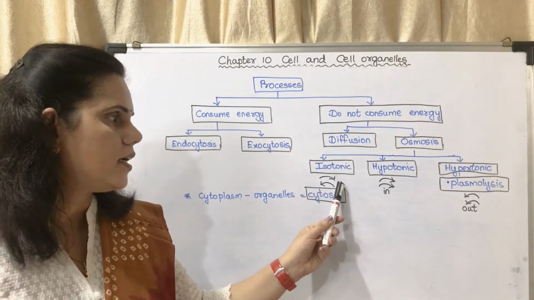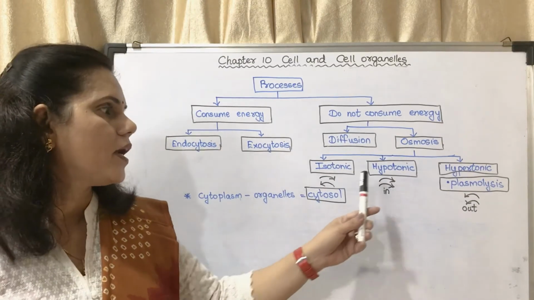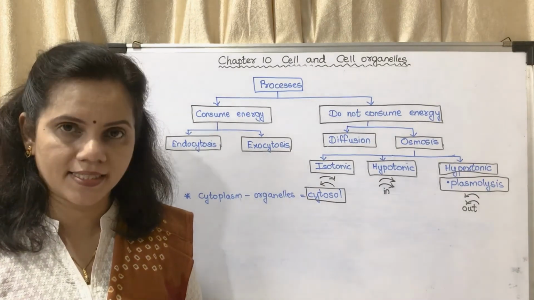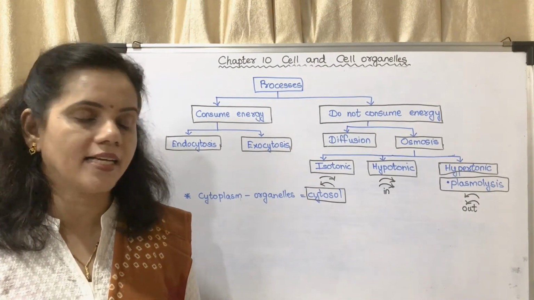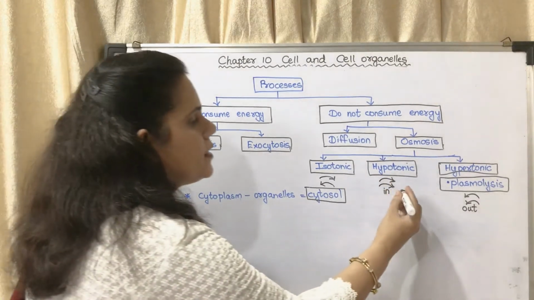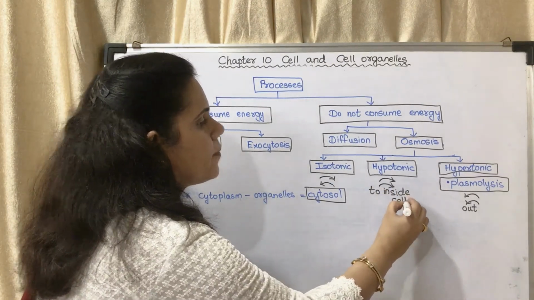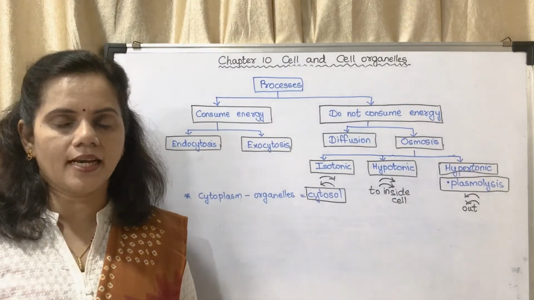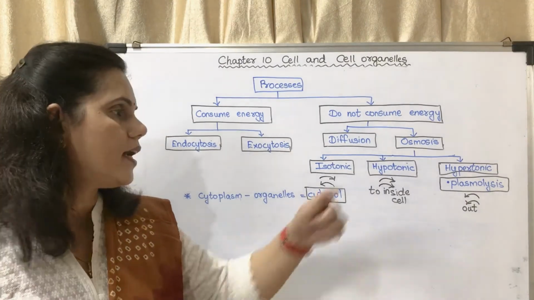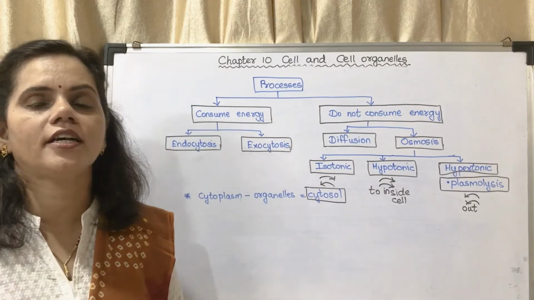That means the water inside and outside is the same. Hypotonic means the water inside the cell is less. That means the water will move to inside the cell. That is said to be endosmosis. Hypertonic means the water inside is more, and outside the water is less.